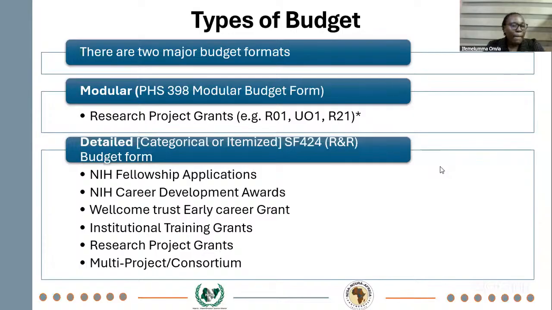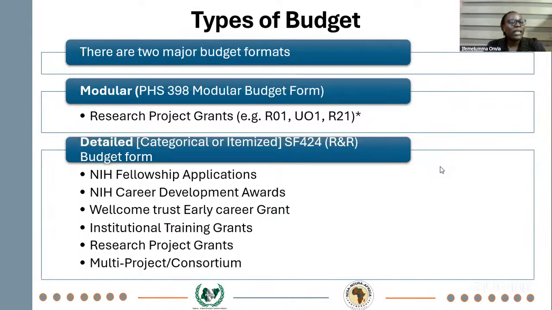Across all institutions, no matter the format they use, it's always pointing to either a modular budget or a detailed budget. What is a modular budget? Modular budget is a budget that just has the direct cost in lump sum of $250,000 and below. So there is no breakdown, while a detailed budget or categorical or itemized, depending on the funder, these three terms are always the same.